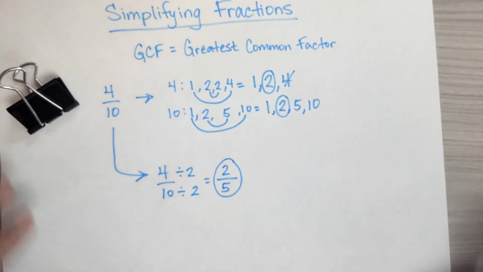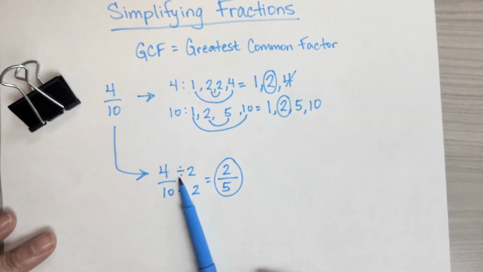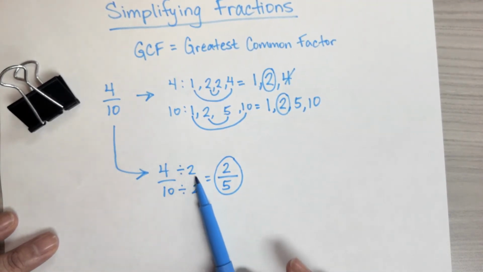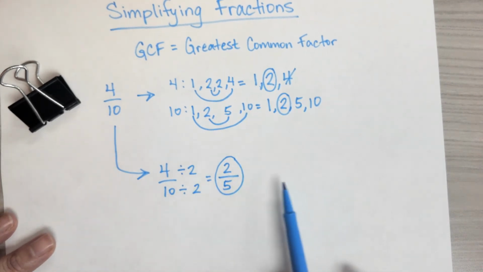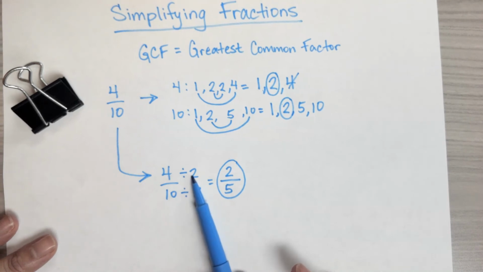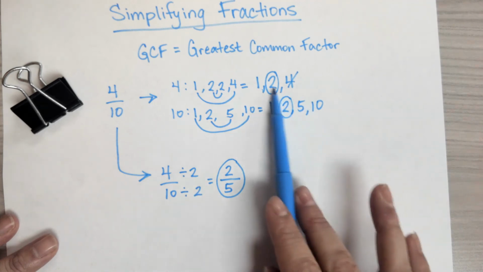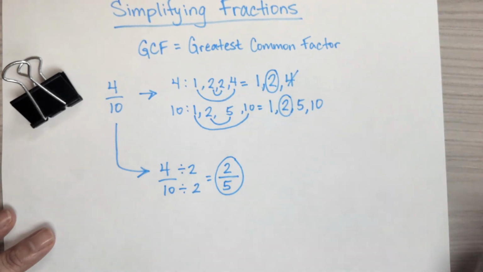Now there is one thing I want to point out: when we are simplifying fractions, we always have to divide both the top and the bottom by the same exact number. So in here, we can't divide 4 by 2 and then come down here and divide 10 by 5, right? We can't have two different numbers here. They have to be the same, which is why we have to find that greatest common factor.